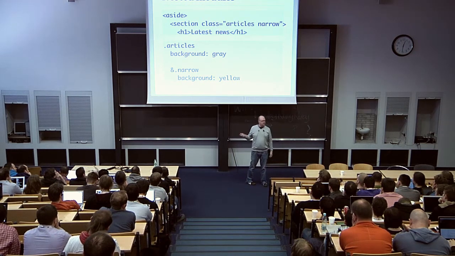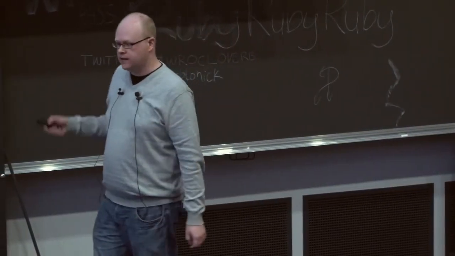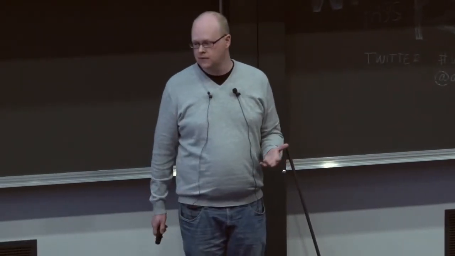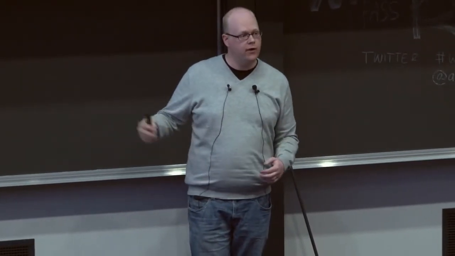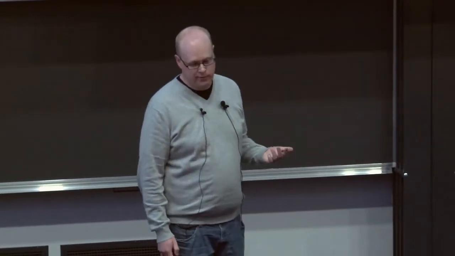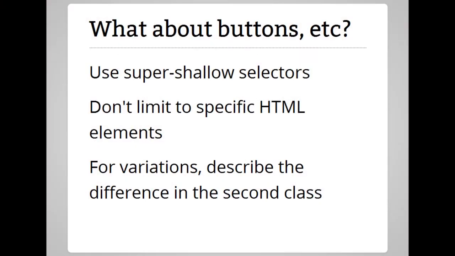So just add a second class name. Just have default styling for articles, unless you add a second class name, as you see in the top example, unless you say section, articles, space narrow. That works really well in my experience. So what about buttons, etc.?